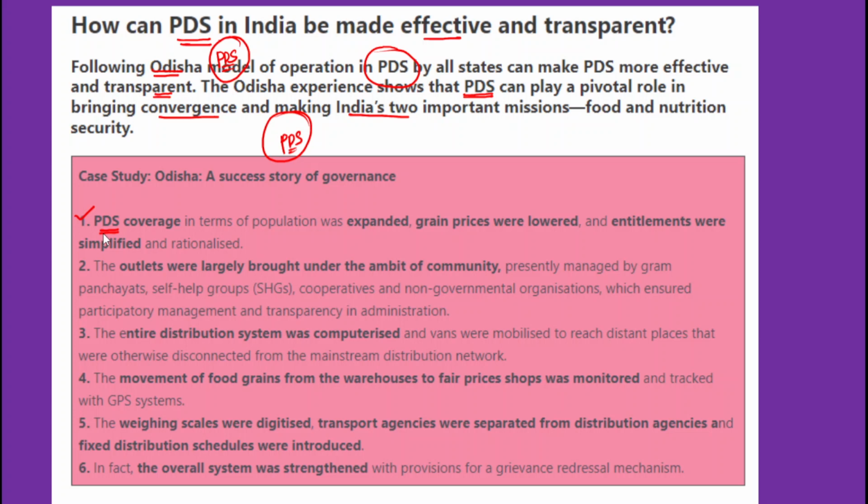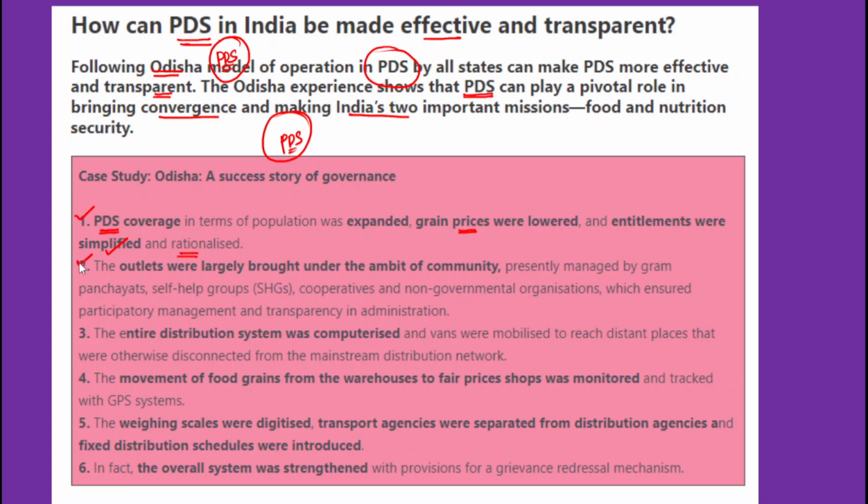So the coverage has been expanded, more and more people are covered, and the grains are also priced at a lower cost. So therefore, the entitlements were further simplified and rationalized. So this is the first aspect of the Odisha model of public distribution system.